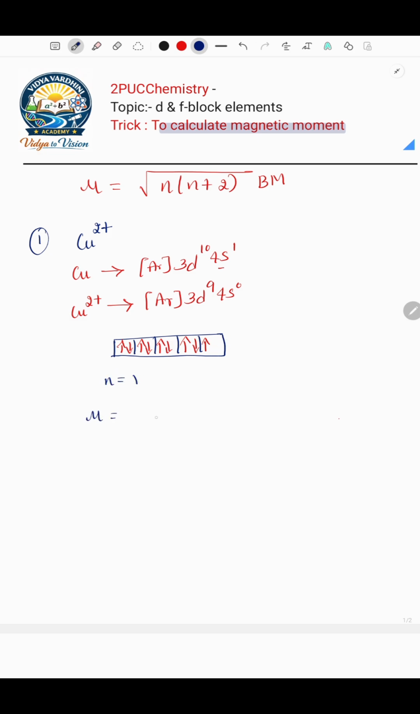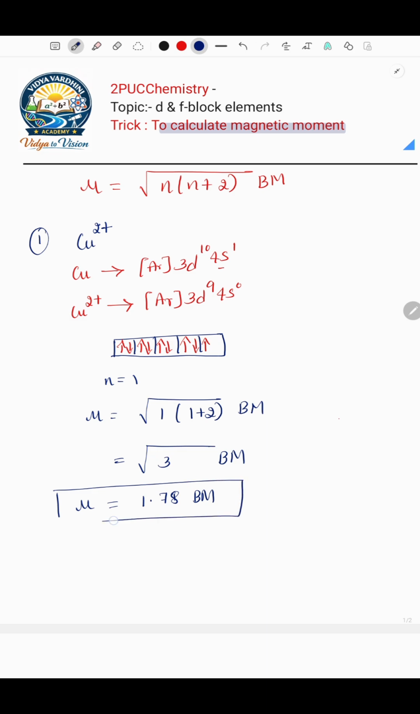On substituting the value of n equals 1, we get square root of 1 into 1 plus 2 Bohr magneton. Here it is square root of 3 Bohr magneton, which is nothing but 1.78. Okay. The value of magnetic moment should be written along with the unit, and the unit is Bohr magneton.